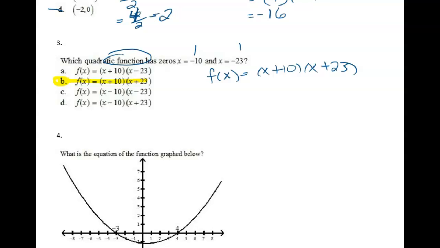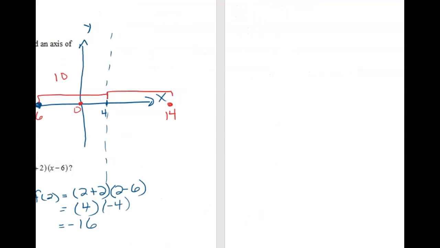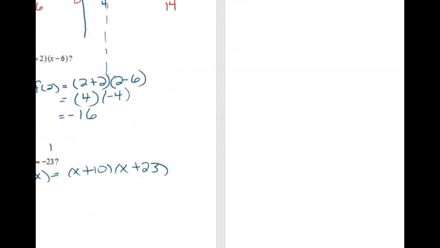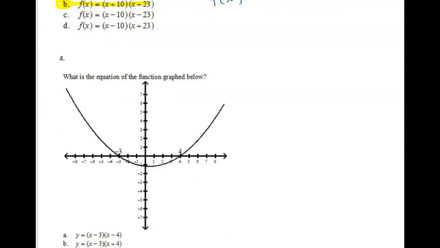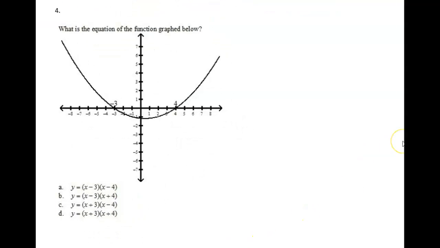Alright, and now for our last one. Here we are. Similar to the last question, it wrote out what the zeros or x-intercepts were. Here they're giving it to you as a graph, but it's essentially the same type of question. Your x-intercepts here are at -3, and you have another one at 4. Write the equation.